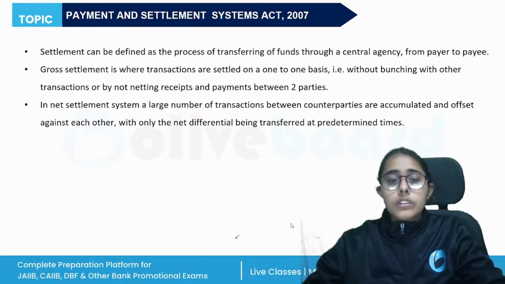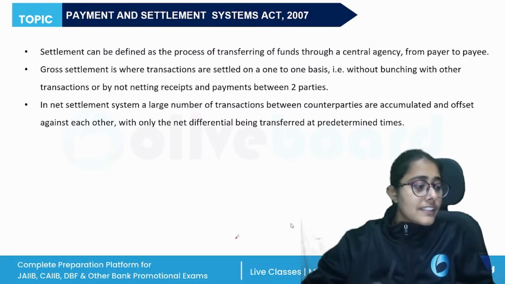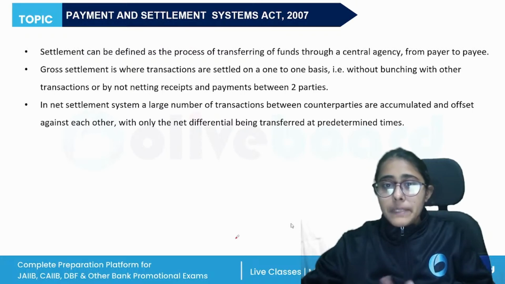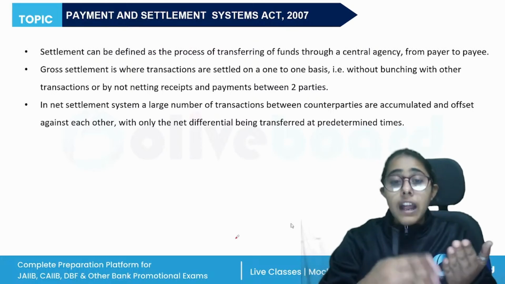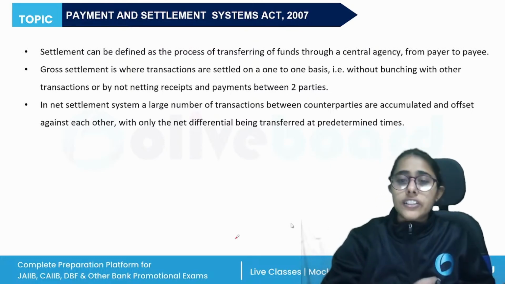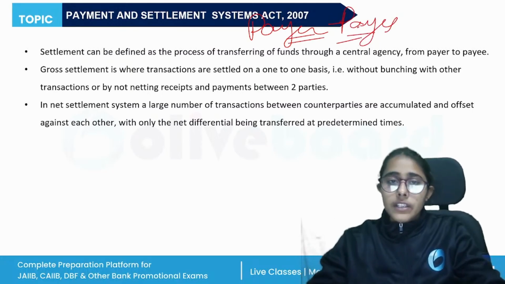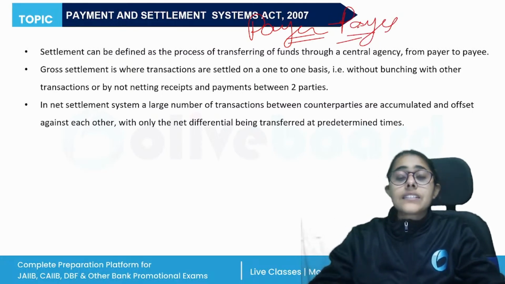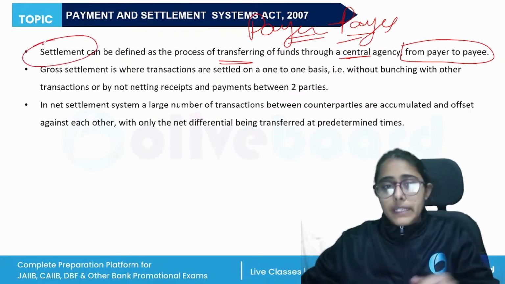Then we talk about the settlement. What is the meaning of settlement and netting? So the definition of settlement is also given in section 2 of the Act. Settlement means wherever the settlement takes place, whether it is taking place on the gross or the net basis. Settlement means the process of transferring of the funds through the central agency, or we can say from the payer to the payee. So when the payment instruction is given, and it is completed, the transferring of funds through the central agency from the payer to the payee, then it is known as a settlement.